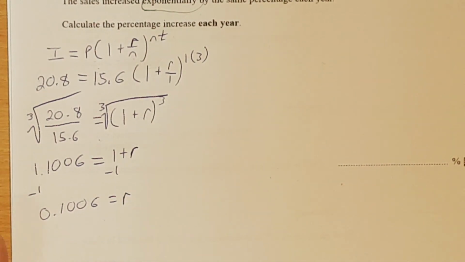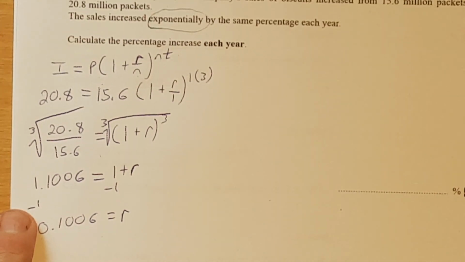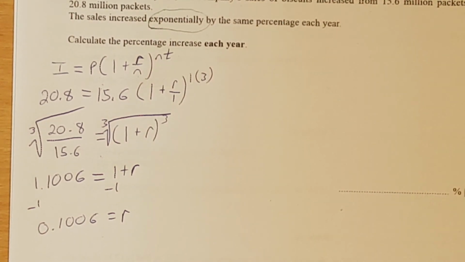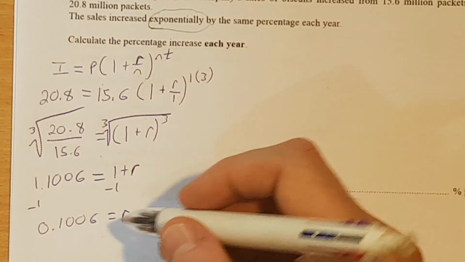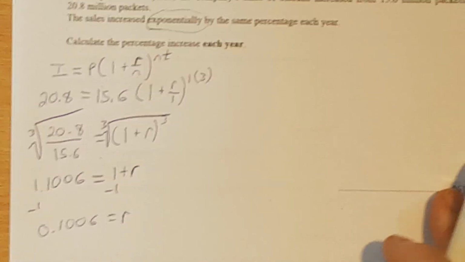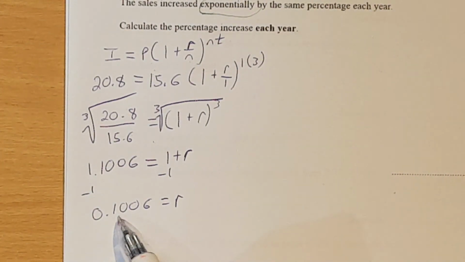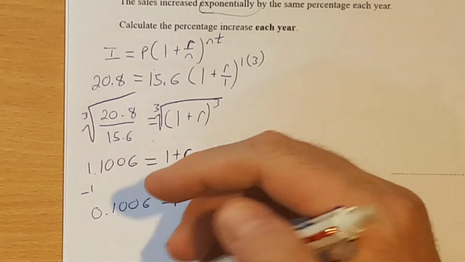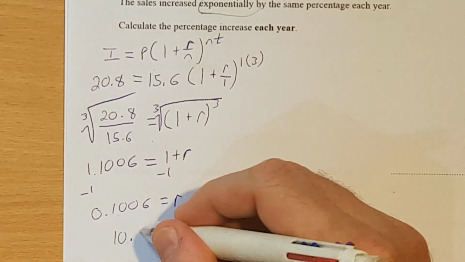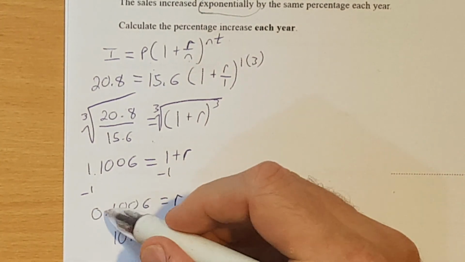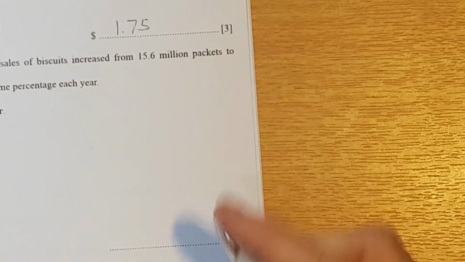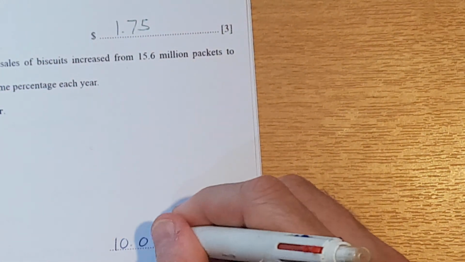Okay? Now, don't lose sight of the problem here. They want you to calculate the percentage increase each year. So the percentage increase each year is going to be, this is a decimal, but they want the answer as a percentage. So 0.1006 as a percentage would be 10.06%. You just move the decimal to the right 2 times. So your answer is going to be 10.06%.